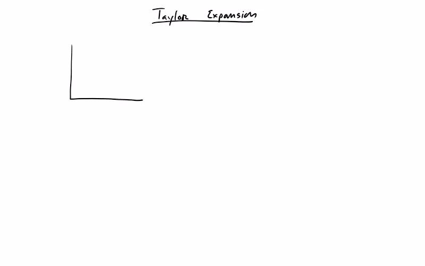I have some sort of function. It looks like this, okay? And I might know the value here at what we'll say is x0. So at x0, I know f of x0, right? This is my function, f of x, all right?